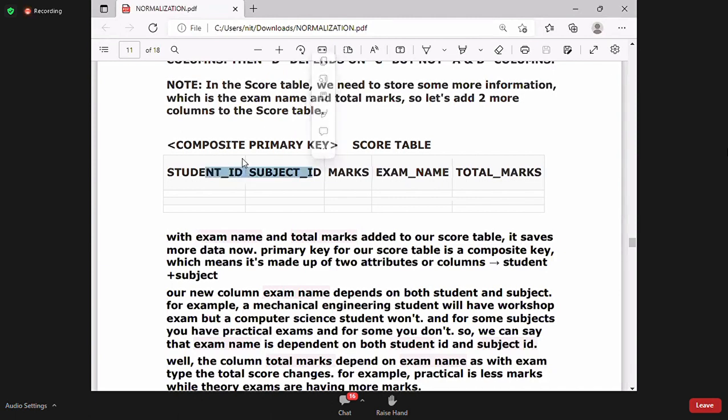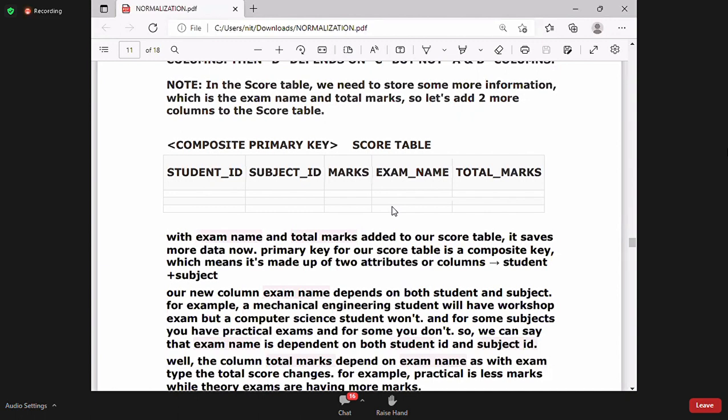So primary key, leave it. All are dependencies. Now I want to check the non-primary keys. How many non-primary key columns are there? 3 columns. In these 3 columns, you have to check first of all: examination name depends on marks. So both are having dependencies. But tell me guys, here, does total marks depend on the examination name column or the marks column?